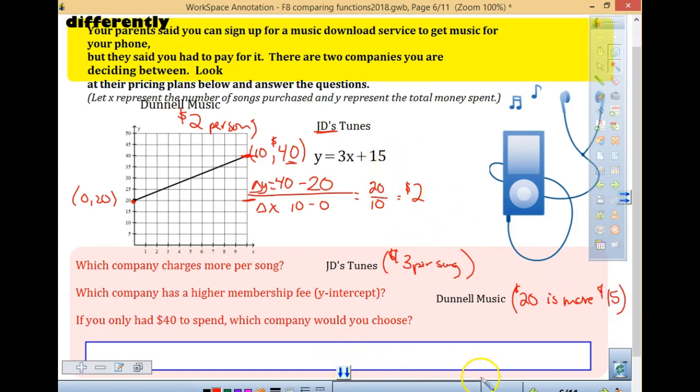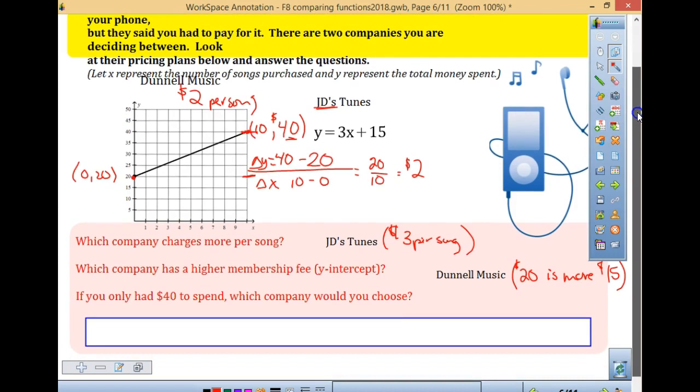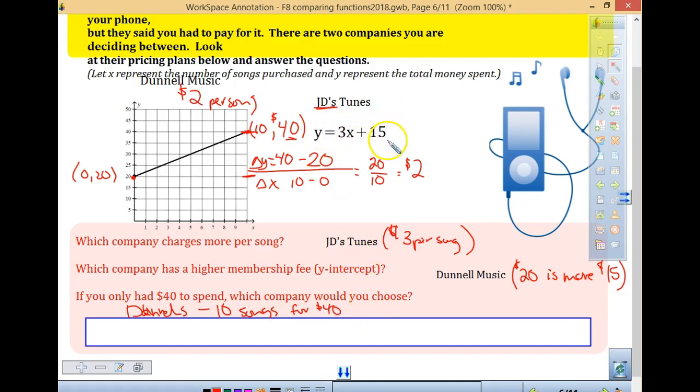So it says if you have $40 to spend, which company might you choose? So what I want you to do is, if we are looking at $40 with Danelle's, how many songs can you get? 10. Only 10, right? So with Danelle's you are going to have 10 songs for our $40. Whereas how much can you get for JD's?